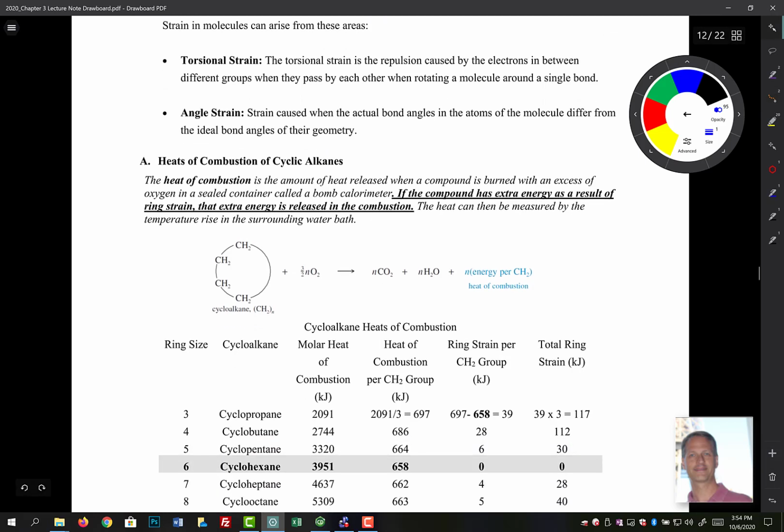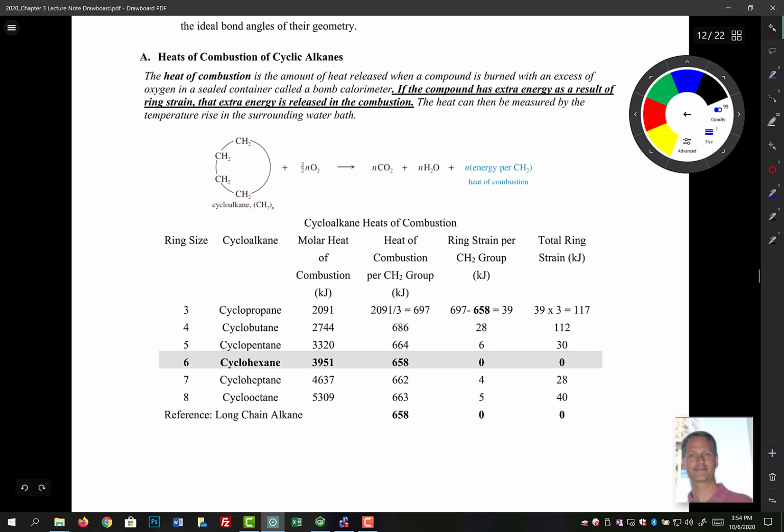So we can look at heat of combustion here. The heat of combustion is the amount of heat that's released when a compound is burned with an excess of oxygen in a sealed container. If you go on and take physical chemistry, or in some G-Chem classes, you might have done a calorimetry experiment. And in P-Chem you might ignite it in something called a bomb calorimeter.